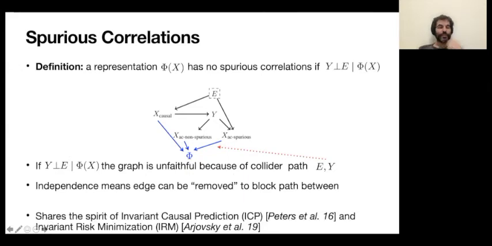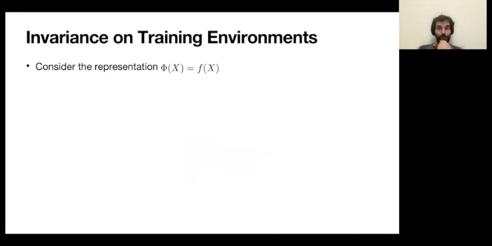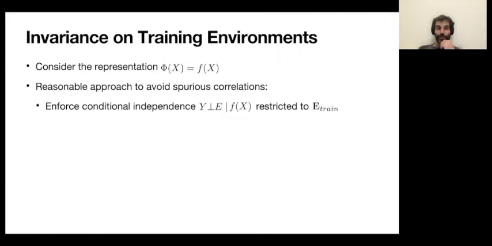And this has the same spirit as earlier work on invariant causal prediction from Jonas Peters and invariant risk minimization from Arjovsky et al. So we will not think about general representations. We will focus on f of x. So we'll say our representation is actually the prediction, just the probability between 0 and 1 of the label. And we will enforce this conditional independence. And we will call these classifiers invariant classifiers, classifiers that obey this conditional independence. They do not use the spurious features and they are invariant to changes in E because of this conditional independence.